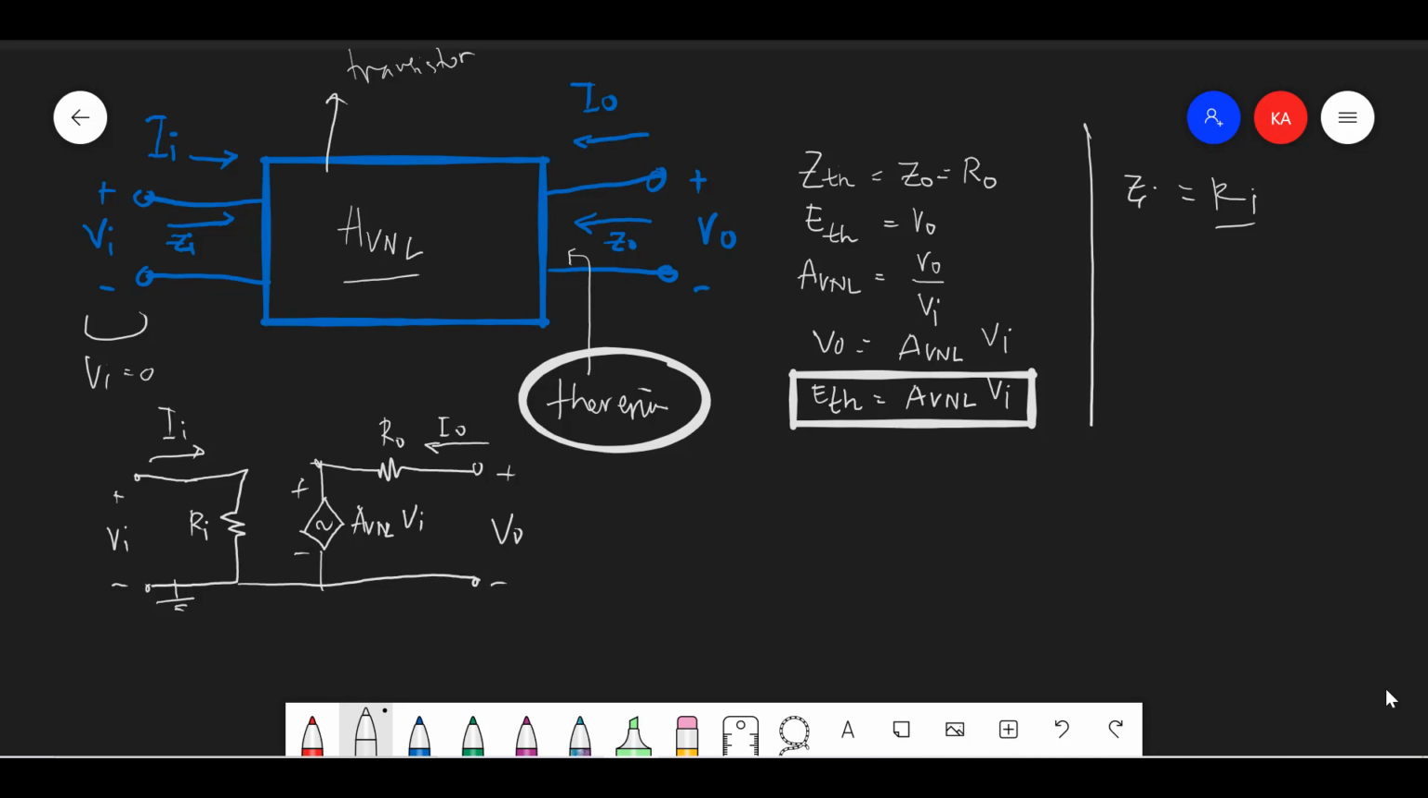Okay, so if we draw this circuit, this is the two-port element here. So we can represent it like this one.